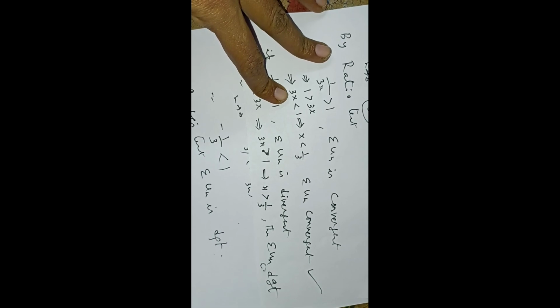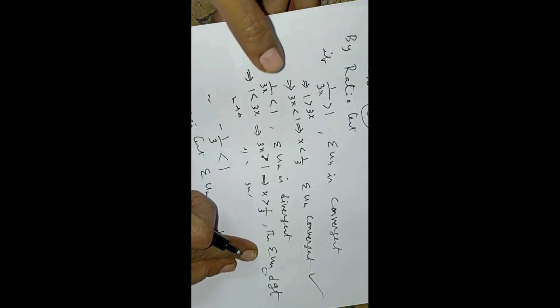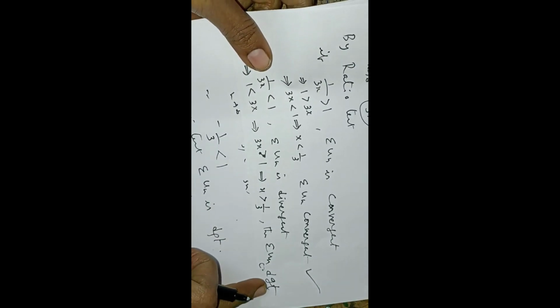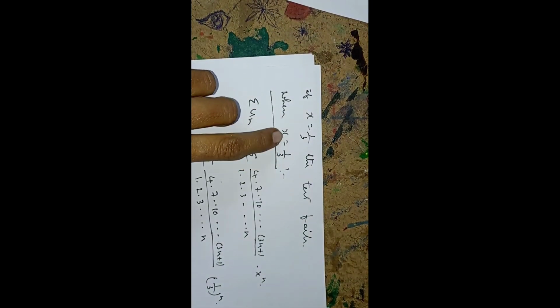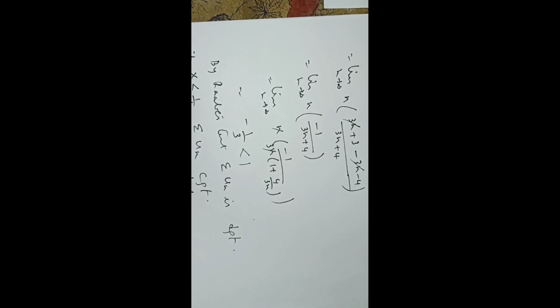Therefore, I am combining the conclusions. If x is less than 1 by 3, sigma un is convergent. If x is greater than or equal to 1 by 3, in case of greater than 1 by 3 it is divergent, as well as in case of x equal to 1 by 3 also we proved it is divergent. That's why for x greater than or equal to 1 by 3, sigma un is divergent. This is like this. You have to combine both conclusions and write. Thank you very much.